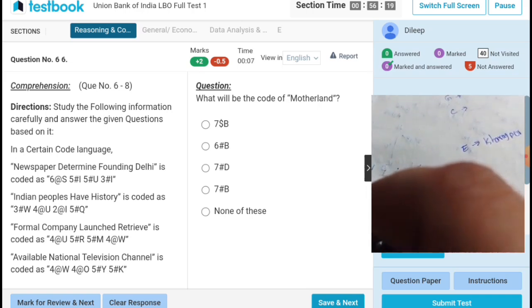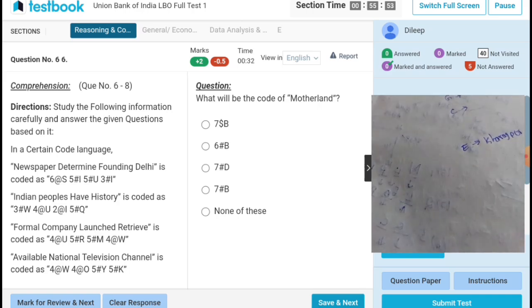Newspaper determined founding Delhi. Newspaper determined. Or is, so or is and, so this is also.